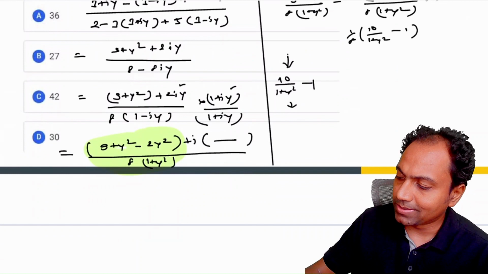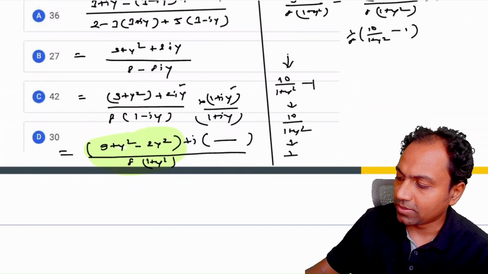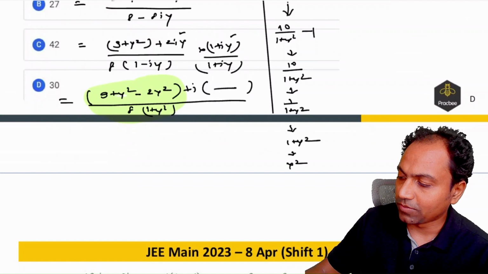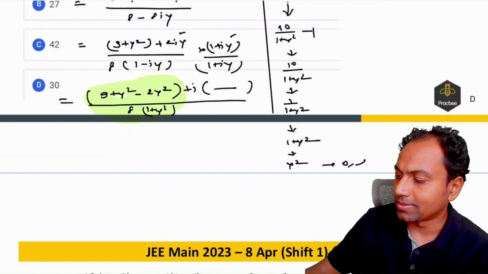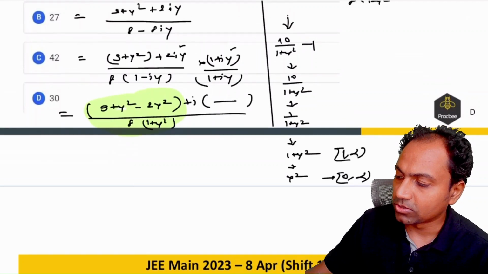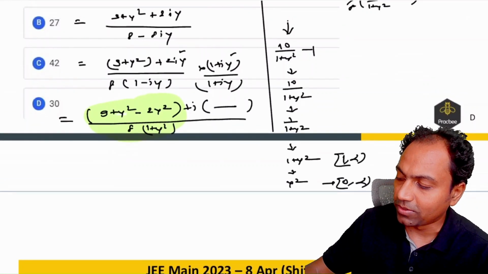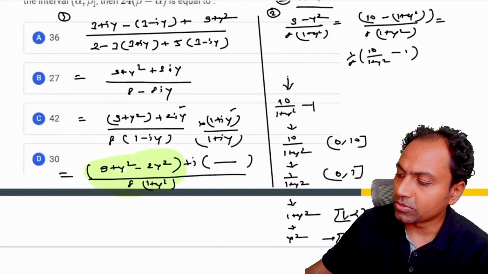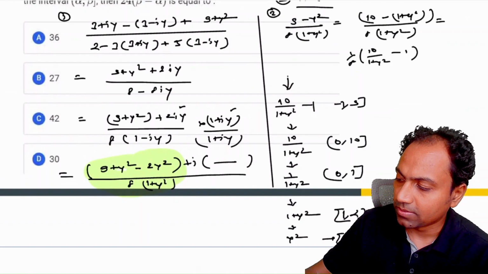And in order to get this, let us find the range of 10 upon (1 plus y square). In order to get the answer of this, let us find the range of 1 upon (1 plus y square). For this, let us find the range of 1 plus y square. And for this, what we require is y square. Now y square, you know, is greater than or equal to 0. So if I add 1, it will be greater than or equal to 1, that is 1 to infinity. If I take the reciprocal, 1 by infinity becomes 0 and 1 by 1 becomes 1. If I multiply by 10, this becomes 0 to 10. If you subtract 1, it becomes minus 1 to 9.